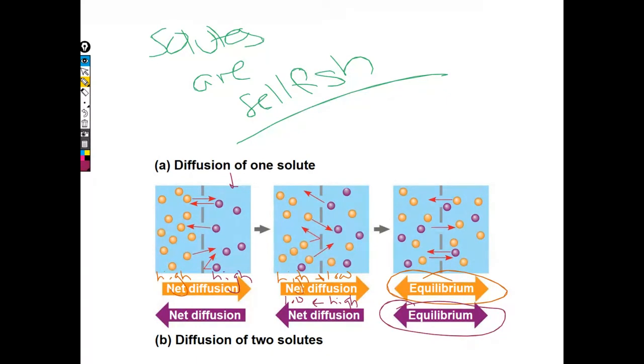Okay, so take these step by step. First say, okay, what's this one going to do? Solve that part. Okay, good. Now what's this next one going to do? Solve that part. Okay, because they never interact. They don't do anything with each other. Okay, that feel good? Any questions about that? Okay, so your mantra: solutes are selfish.